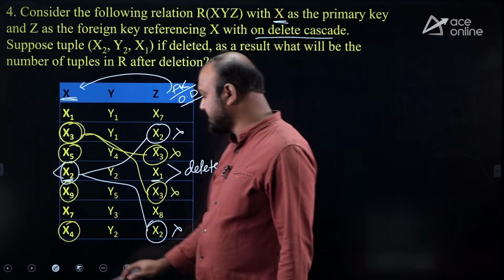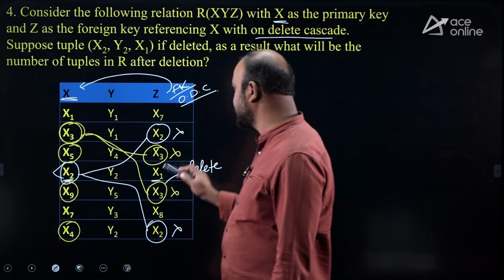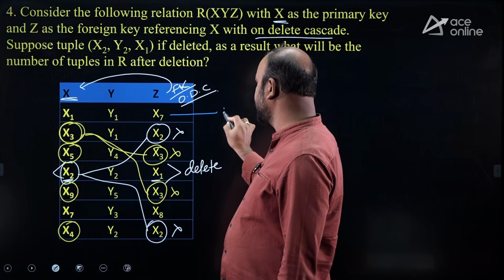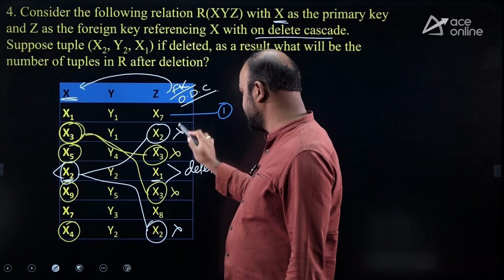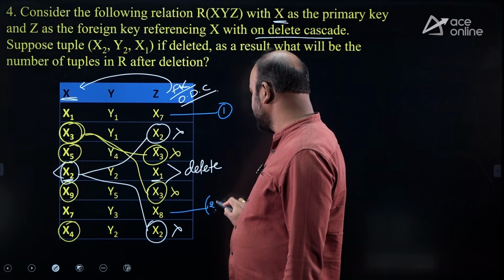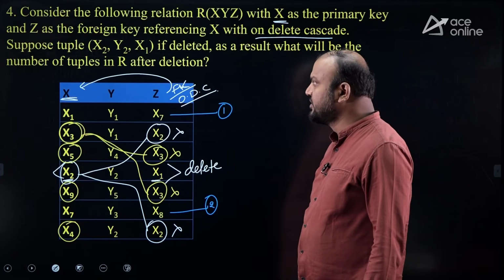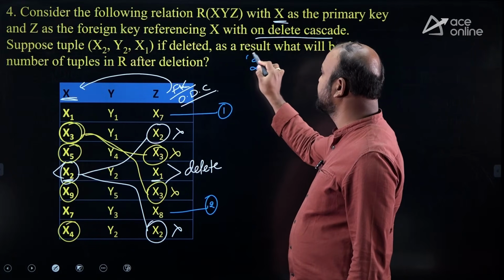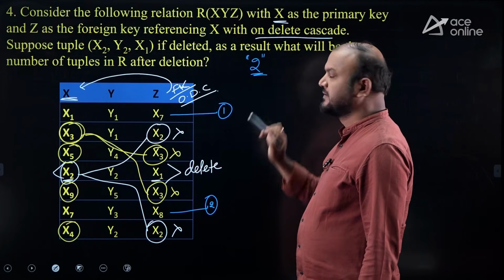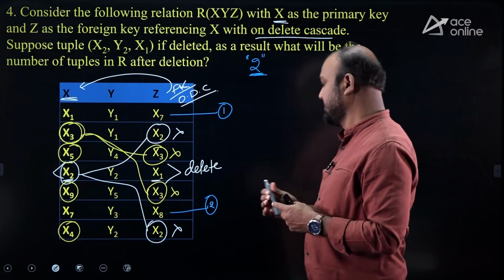So what are the tuples that are left after the deletion? After the deletion, which tuples are left? This is one tuple, and this four is already deleted. This is another tuple. So how many tuples are left after the deletion? 2 tuples. So the answer for the question is 2. Is it okay?